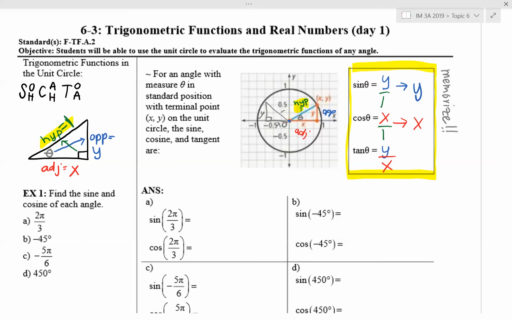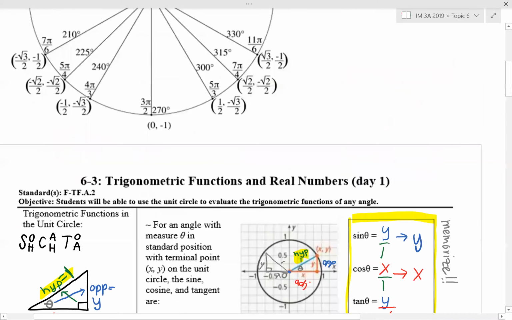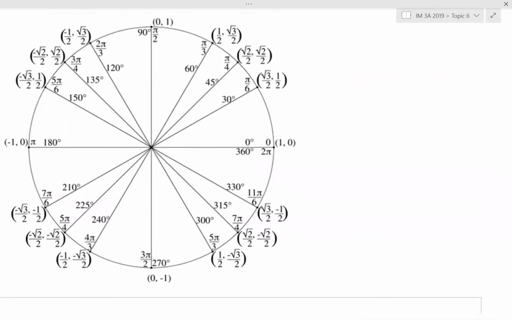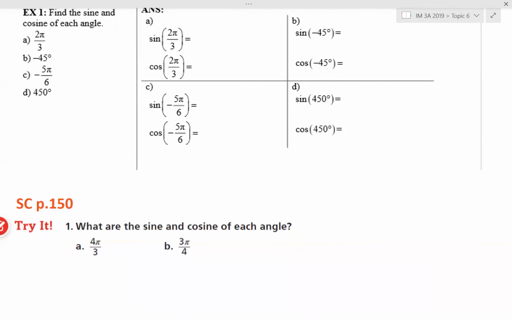So example 1 is just asking us to find sine and cosine. And then example 3 is asking us to find tangent. We're doing the same angle measures for each of them, so that part's not going to change. So this is where we're going to go back and refer to the unit circle for each problem. What we're going to take away from the unit circle is simply the ordered pair at that angle measure.